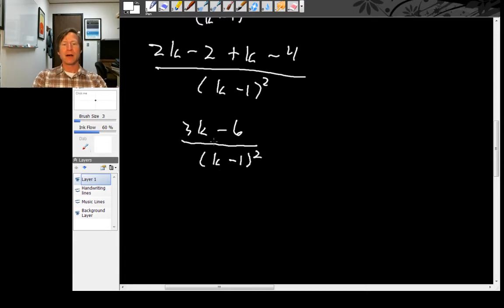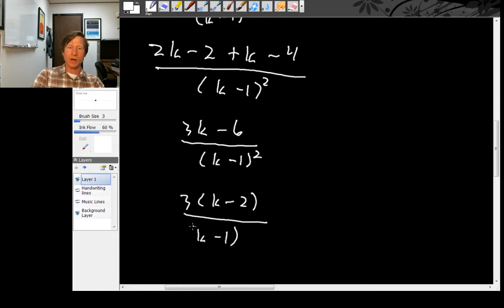So let's check. In the numerator, both terms are divisible by 3. So if we factor out a 3, we get 3 times k minus 2 all over k minus 1 squared. Okay, so in this case, actually nothing does cancel, but you do have to check, just in case. So our final answer here is 3 times k minus 2 over k minus 1 squared. If you wanted to, you could multiply out the numerator and denominator again, but usually I don't unless I need them to be multiplied out for some reason. So that's it for number 6.